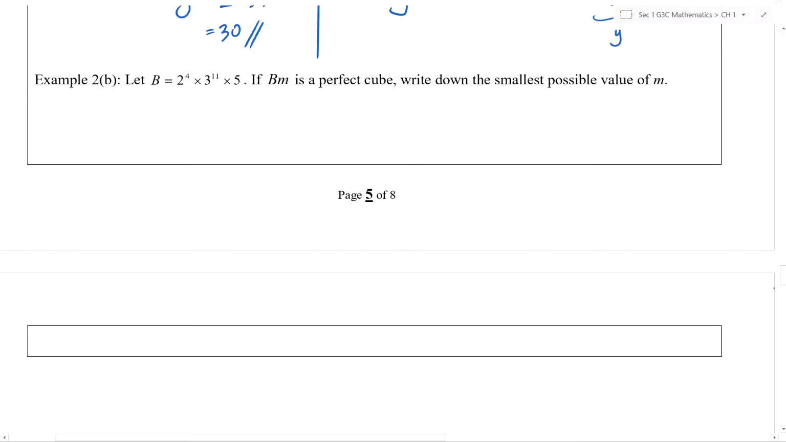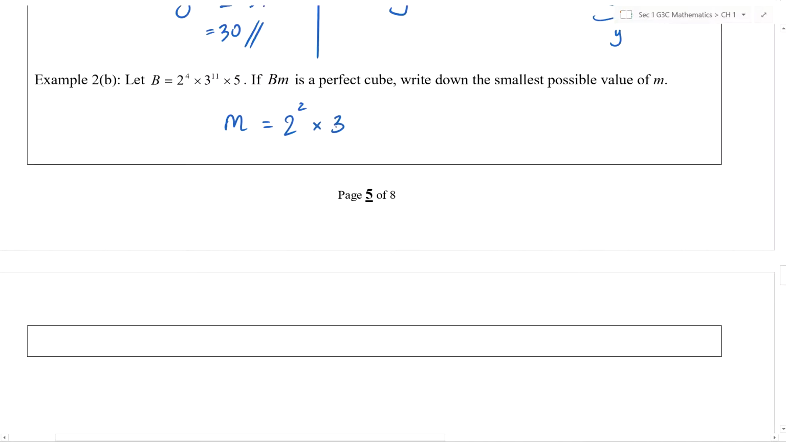Okay, so let's try example 2b. In the same manner, Bm is a perfect cube. What is the smallest value for m? Let's take a look at the first prime factor, which is 2. How many more 2's do we require? Already there are 4. How many more do we require in order to be able to split them into 3 equal parts? How many more? 2 more. So 2 power 2.